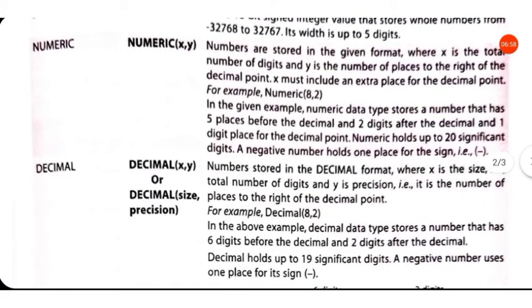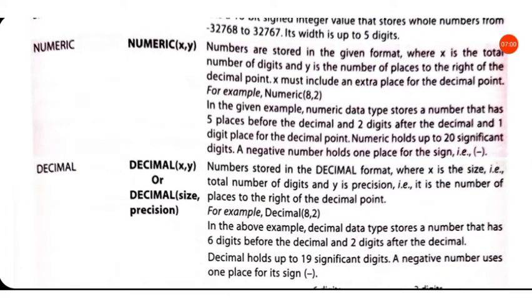A negative number holds one place for the sign also. If we are specifying a negative number, we have to provide an extra value in the total number of digits, that is for the sign.